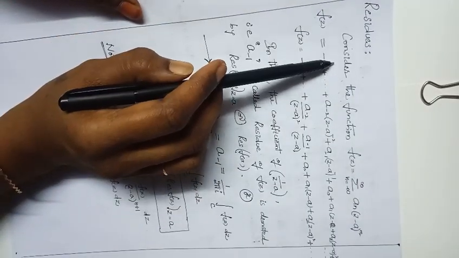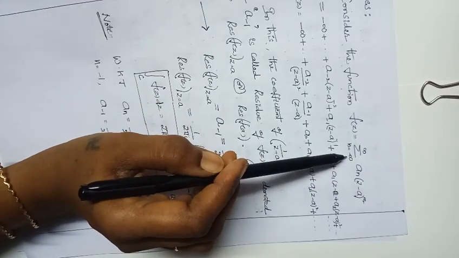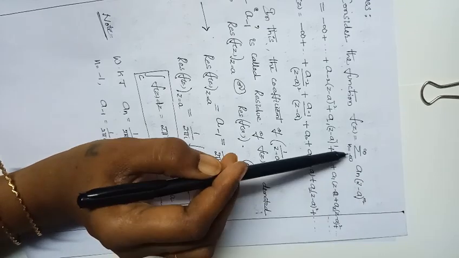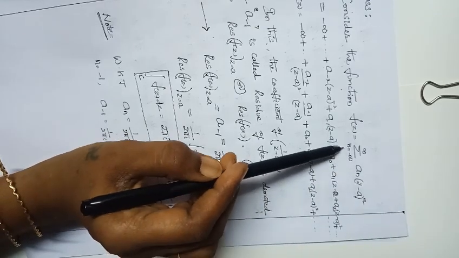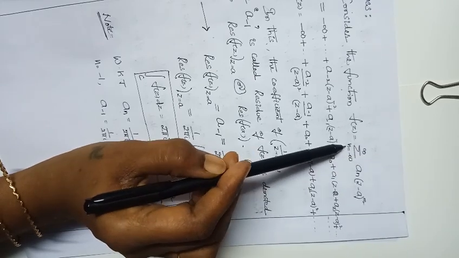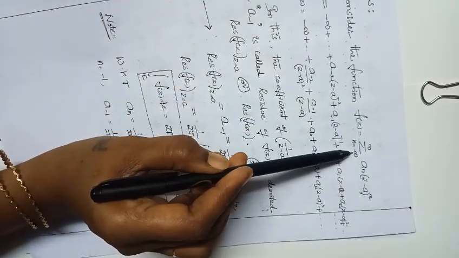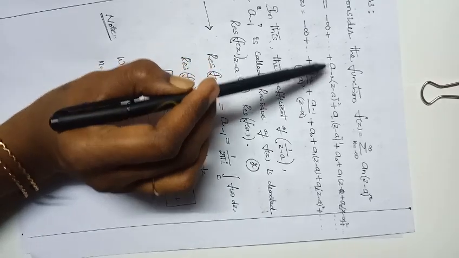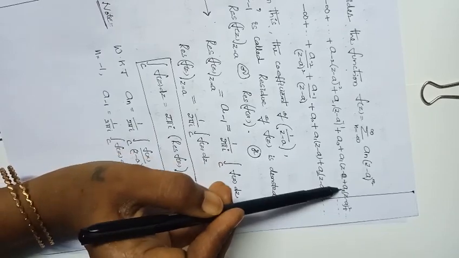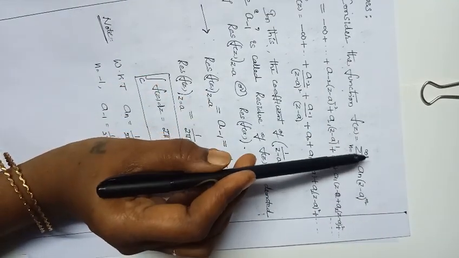Residues. Consider the function f of z equals summation of n equal to minus infinity to infinity a n, z minus a whole power n. This is the series. Here n takes negative to positive values, from minus infinity to infinity. Now f of z is the sum with n equal to minus infinity and so on, minus 2, minus 1, 0, 1, 2 up to infinity. Likewise, apply n values negative to positive.